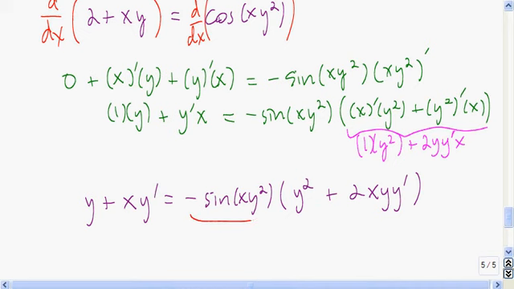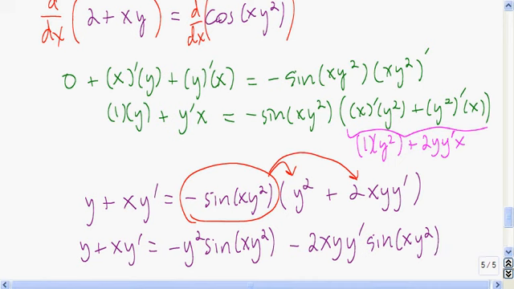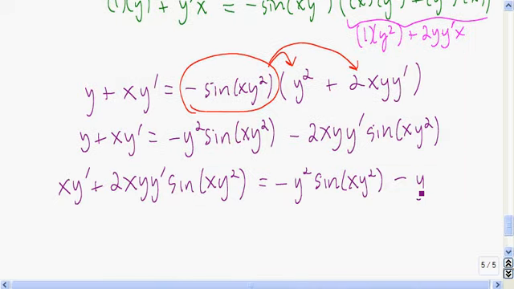Okay, I'm going to get y prime by first distributing this into that term and to that term. So I have negative sine of xy squared times y squared, and then plus negative sine of xy squared times 2xy y prime. All right, we need the y primes together on one side, so I'm going to move this term over to this side and this term over to this side.